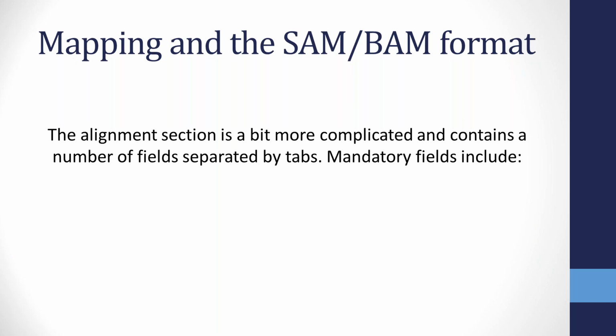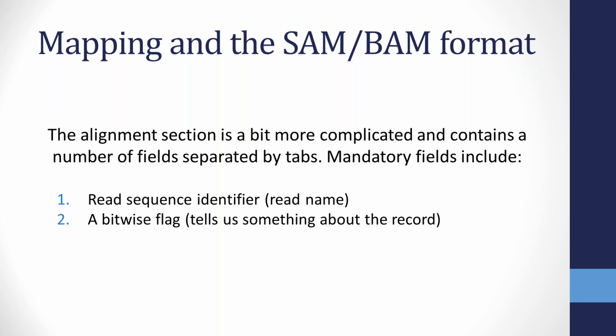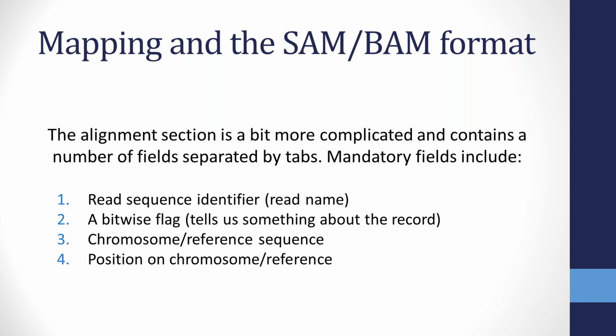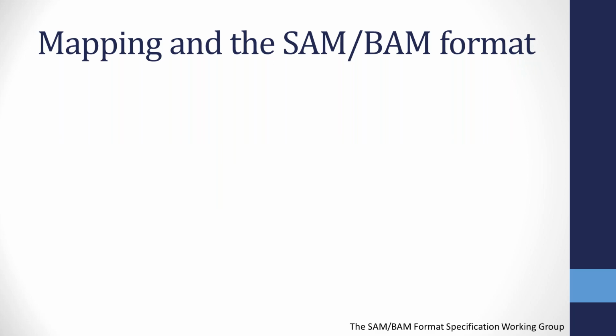So basically, there are a number of fields that are required, and there may be more. But the really important required ones are the read sequence identifier, which is just the name of the read, the same name from the FASTQ. A bitwise flag, which tells programmers a little bit something about the record. The chromosome or reference sequence, and the position on that chromosome. So for example, chromosome 1, position 100 million.